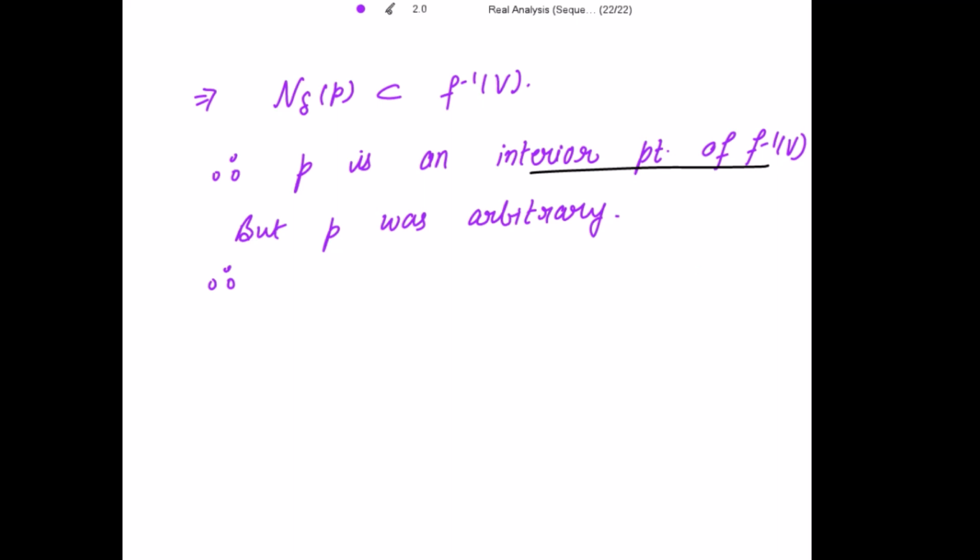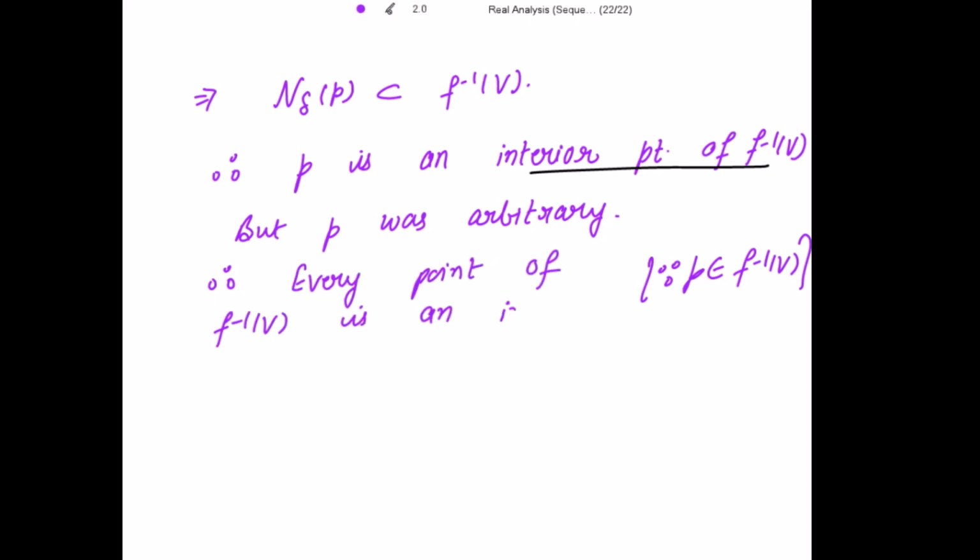So as P belongs to f inverse V, and P is also arbitrary, this means every point of f inverse V is an interior point of f inverse V.